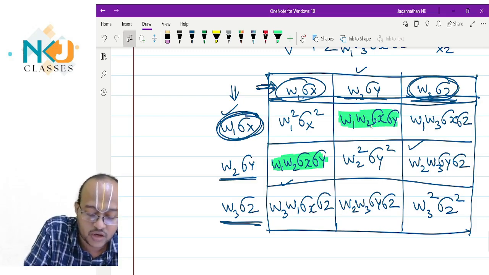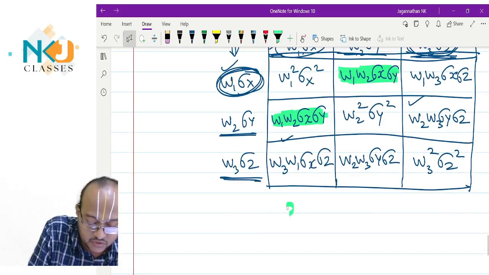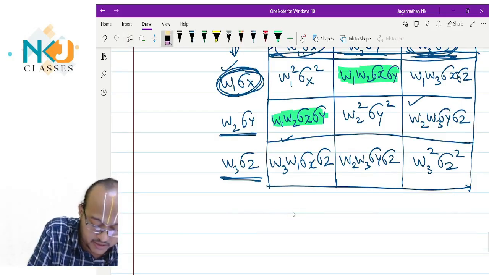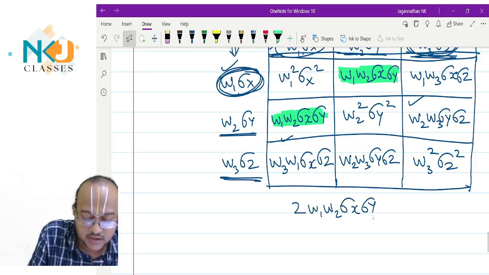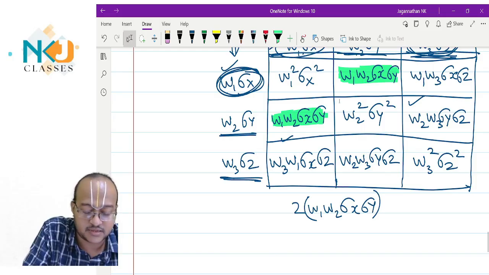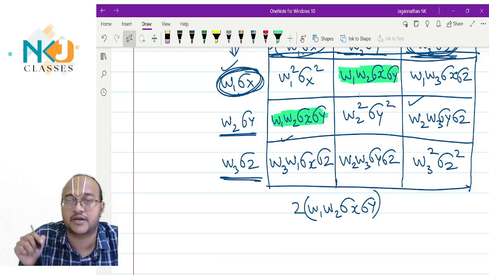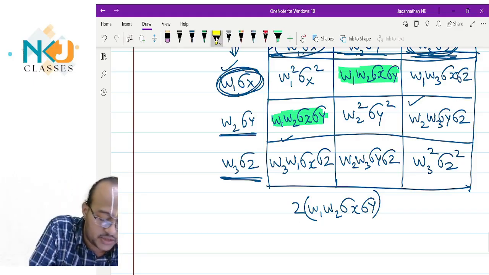So, what we will do? We will add this. What is this? If we add that number, what we will get? 2 into W1, W2, sigma x, sigma y. Very simple. Correct? 2 numbers are there, na? 2 plus 2. What you will do? 2 you take it as common. Understood? This is clear. Now come to other thing.